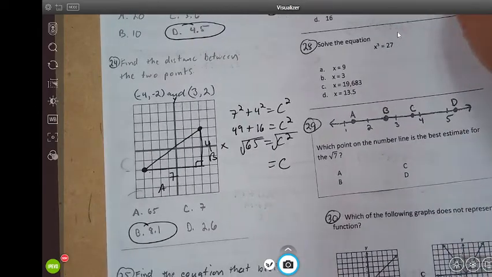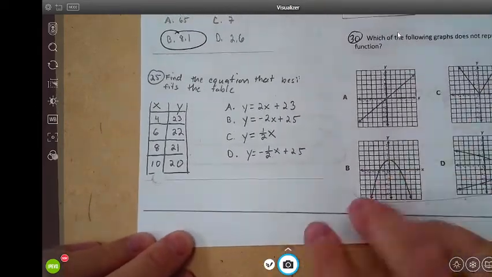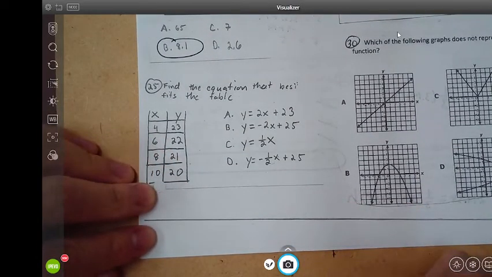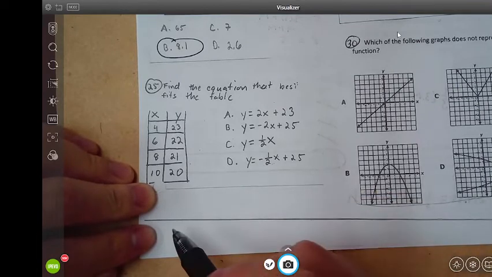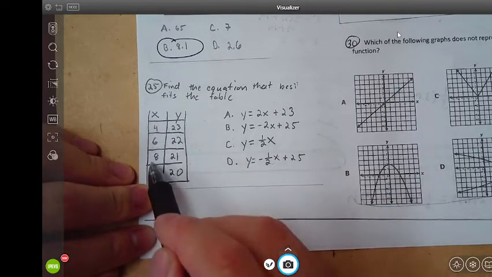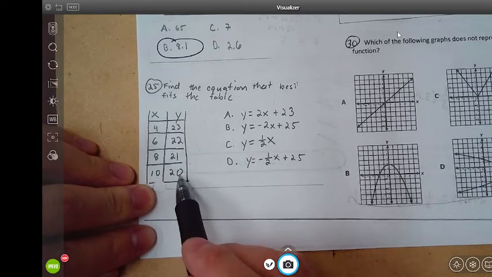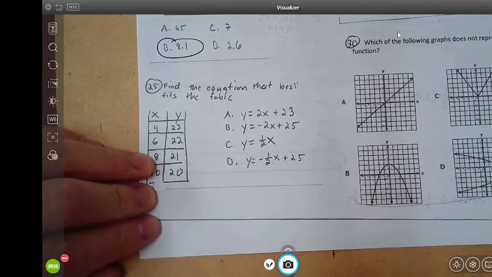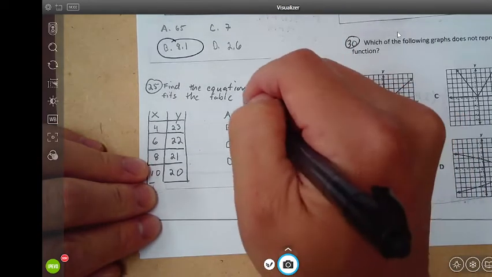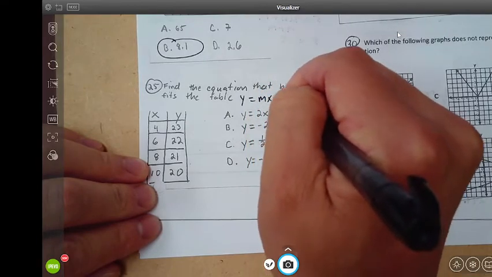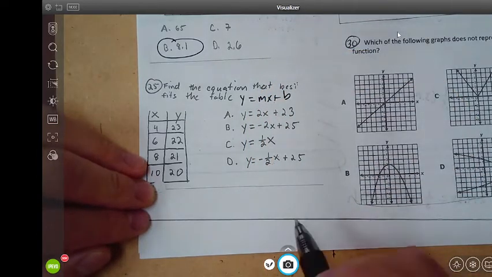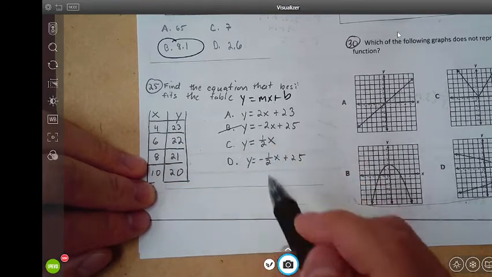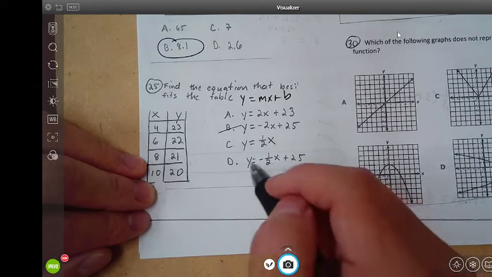Number 25, find the equation that best fits the table. It looks like for this table, first thing is as the x is increasing, the y is also increasing. The rate, then, y is getting bigger as x is getting bigger. The slope, the rate should be positive, right? All your options are in y equals mx plus b form. Since the slope should be positive, look at B. The slope is negative. It's not option B. Look at D. The slope is negative. It's not option D.